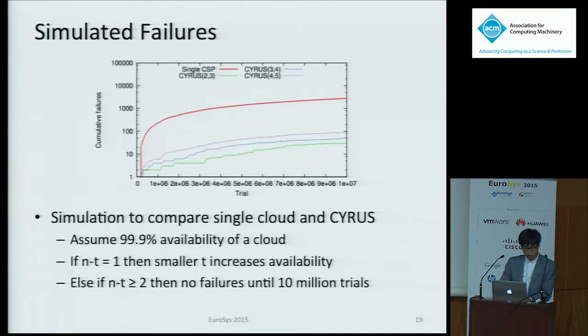We simulated failures, assuming CSPs provide 99.9% availability, which is usually described in the SLAs of most CSPs these days. We can see that the number of failures of CYRUS is more than 10 times smaller than a single CSP when the difference of n and t is 1. If the difference between n and t is 2 or larger, we could not find failures until 10 million trials.